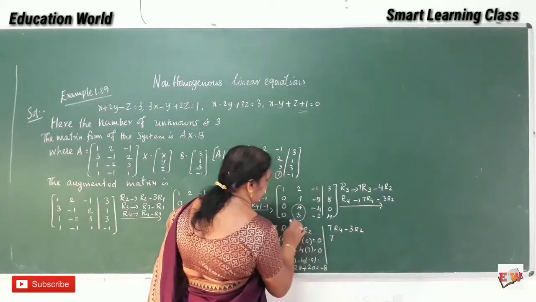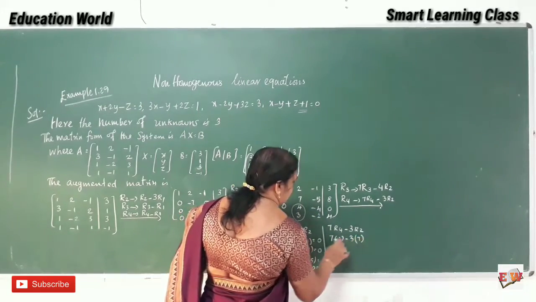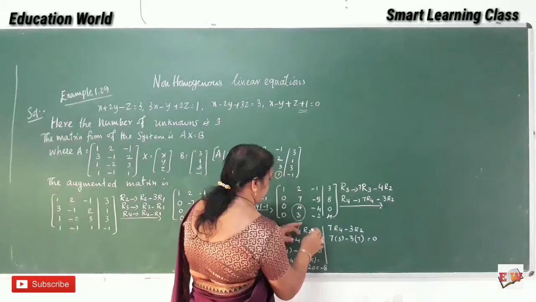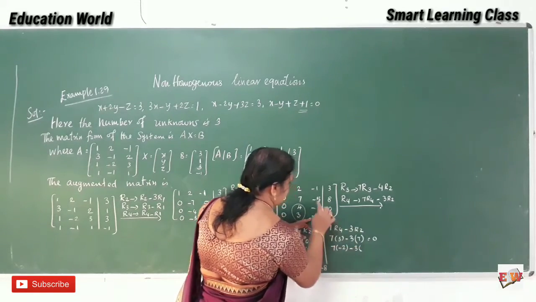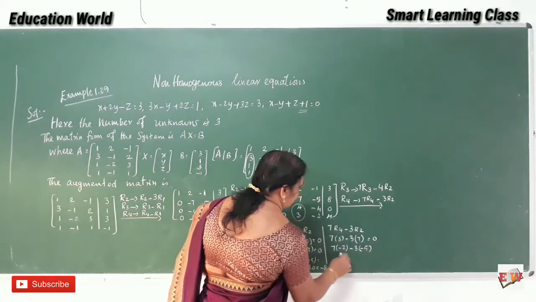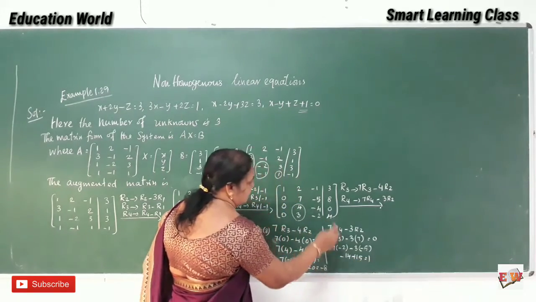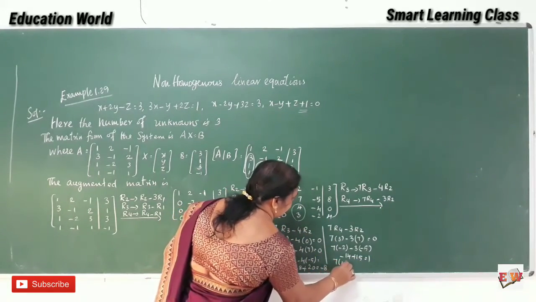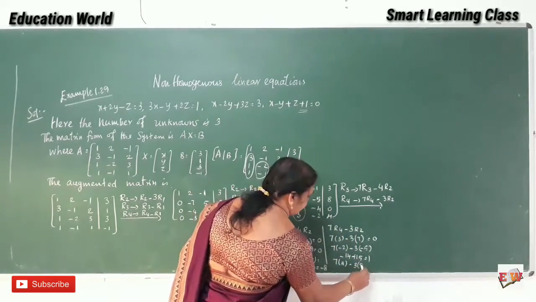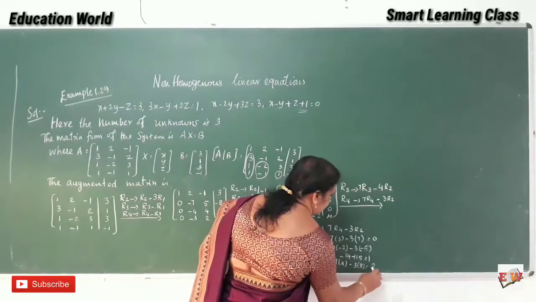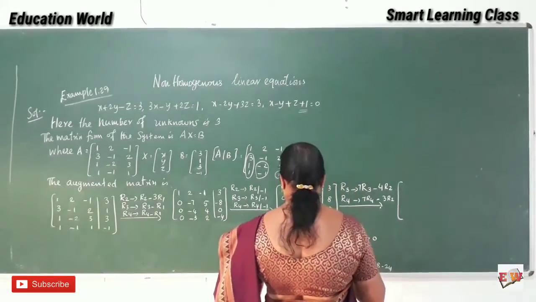Here 7 R4 minus 3 R2, what is that? 7 into 0 minus 3 into 0 is 0. Then 7 into minus 2 minus 3 into minus 5: minus 14 plus 15 is equal to 1. Last entry, 7 into 4 minus 3 into 8: 28 minus 24.